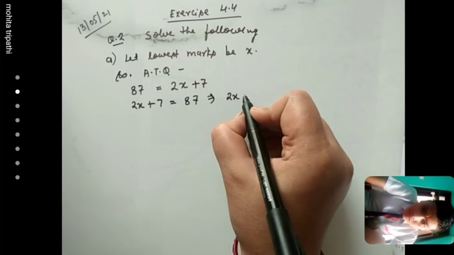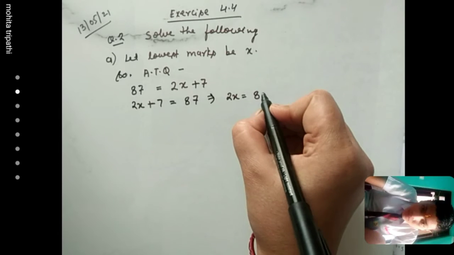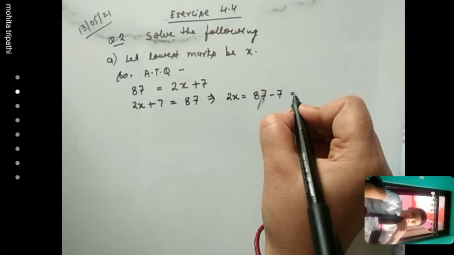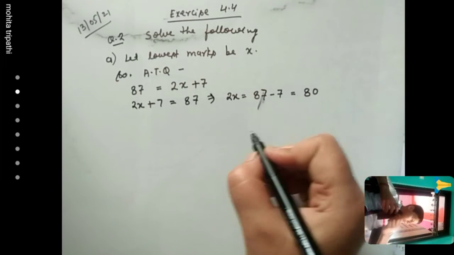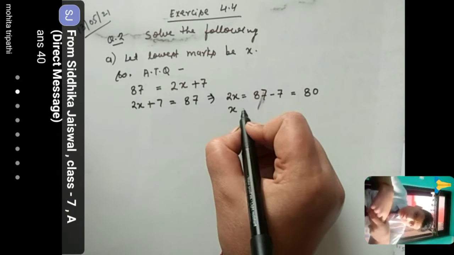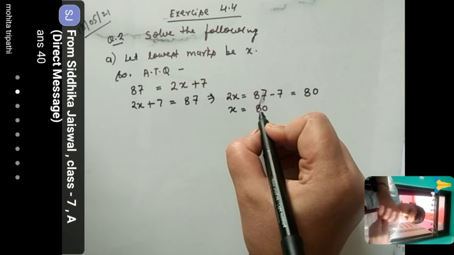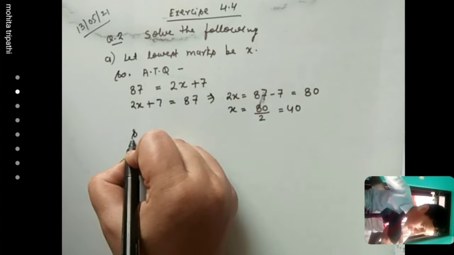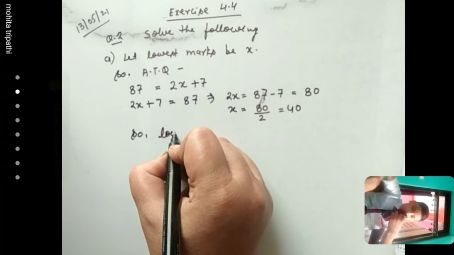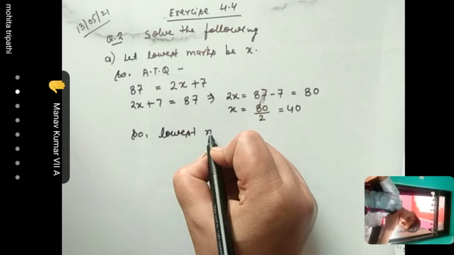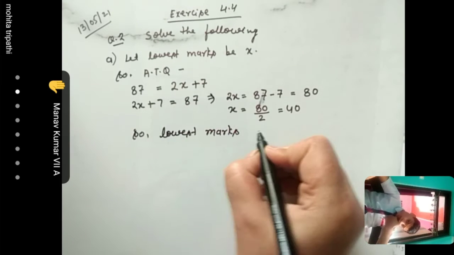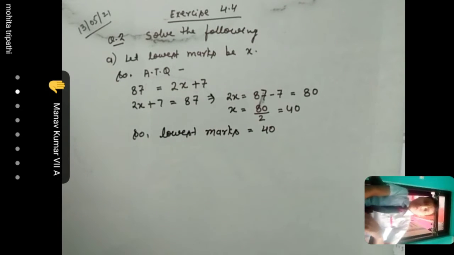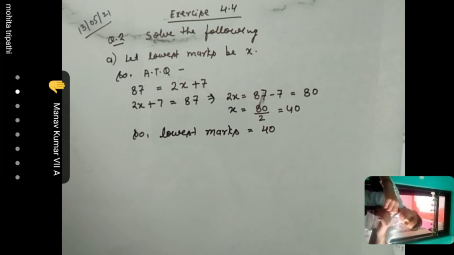So 2x is equal to 87 minus 7. So 87 minus 7, it is 80. So the value of x is 80 upon 2, that is 40. So lowest marks is 40. This is the way you will solve your questions.